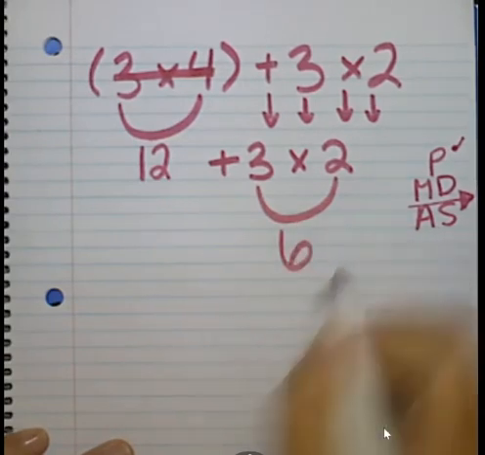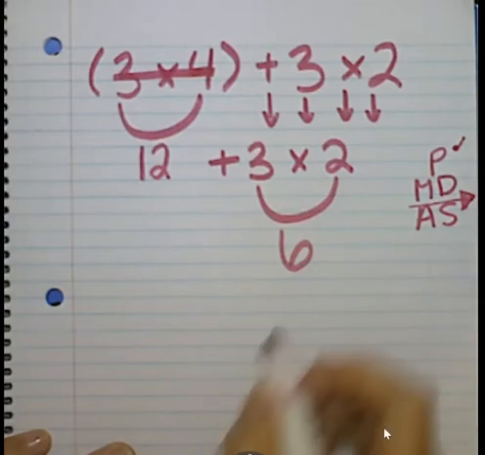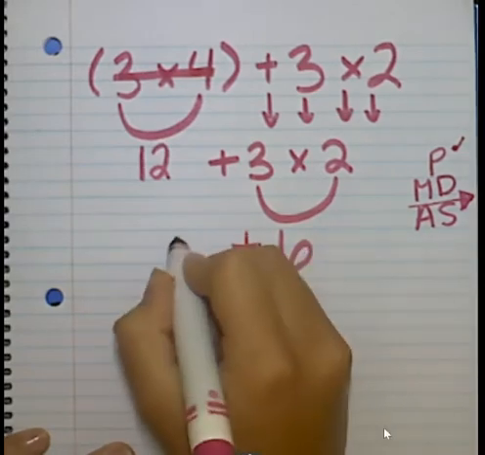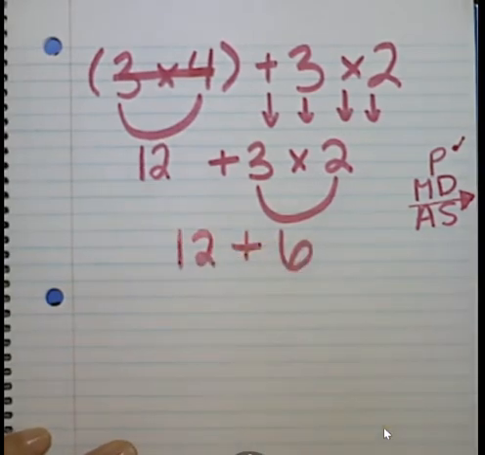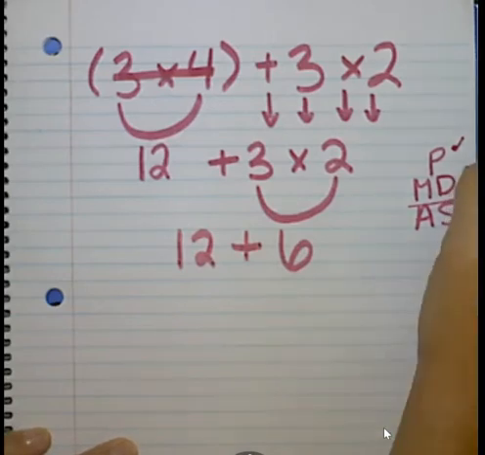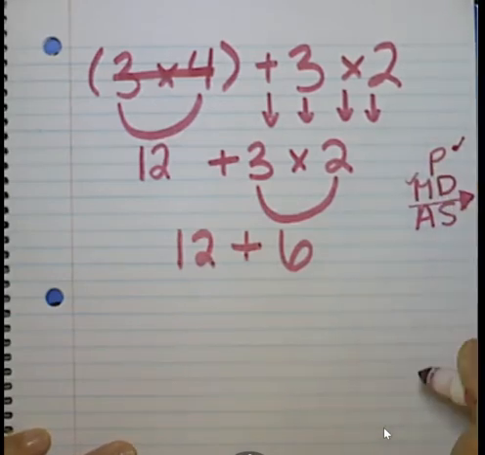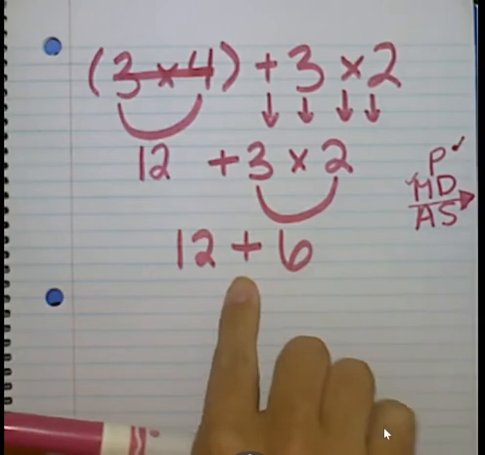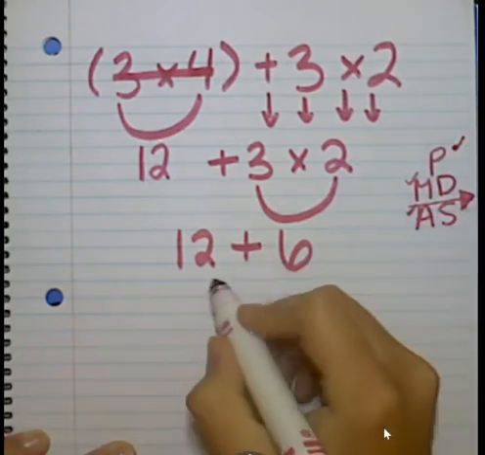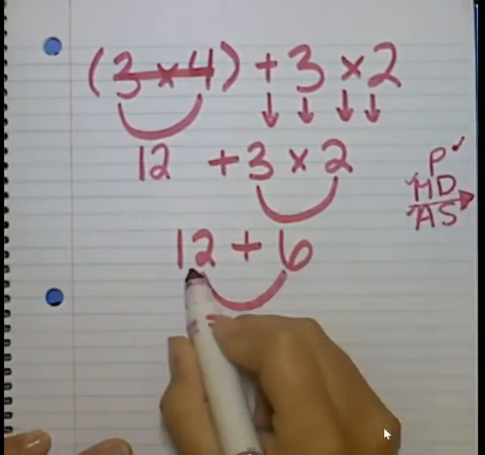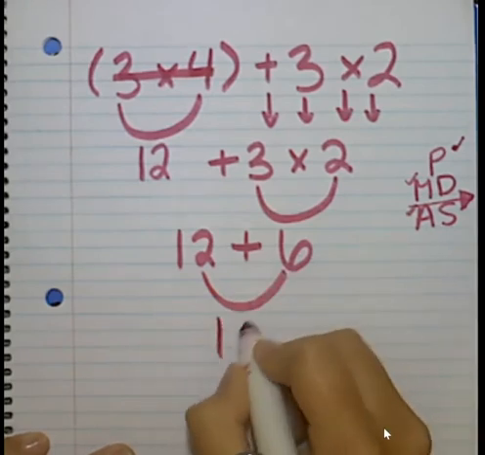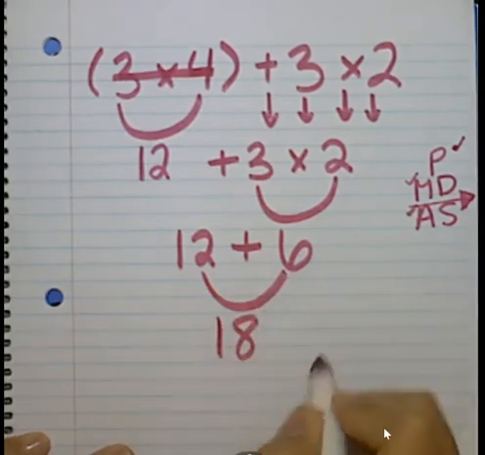3 times 2 is 6. And I bring everything else down every single time. And now I'm done with multiplication. I need to go into my final step, addition. 12 plus 6 is going to give me 18.